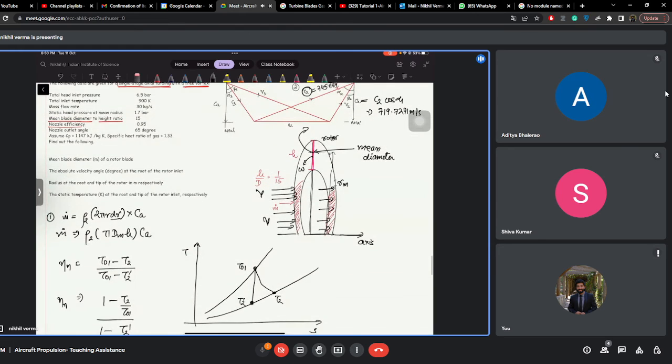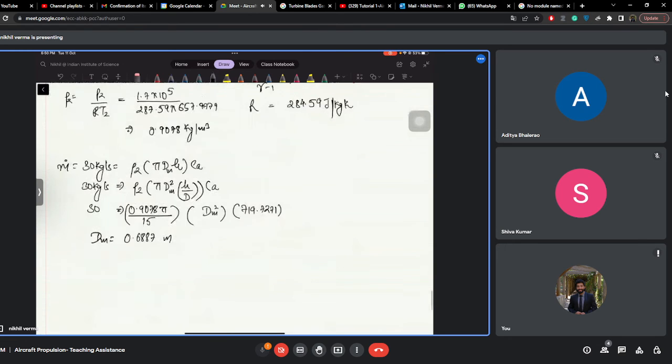So this is the mean blade of a rotor. Then what is given is the absolute velocity angle at the root of the rotor. So let us first calculate the radius of the root and the tip of the rotor.